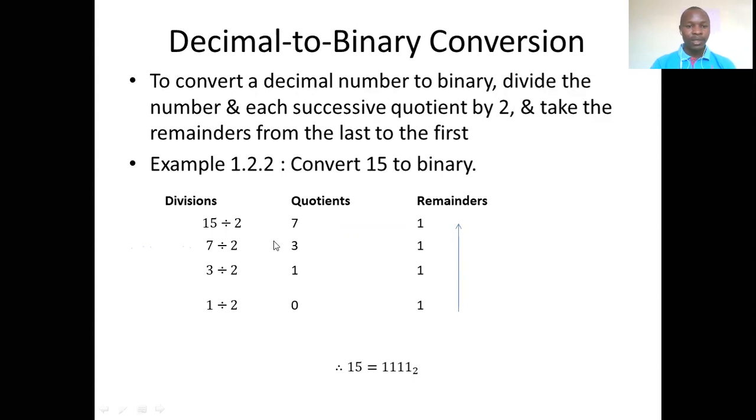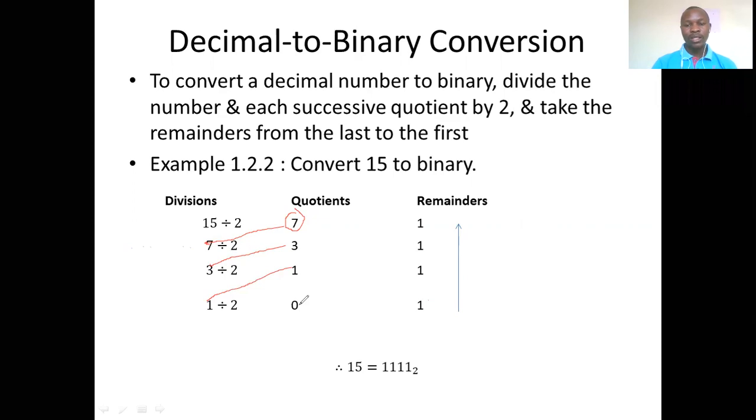Then we take 7, which is this quotient here. We are now dividing this 7 by 2. 7 divided by 2 will give you 3, remainder 1. And then next, we are now dividing this 3 by 2. 3 divided by 2 will give you 1, remainder 1. And next, we divide this 1 by 2. 1 divided by 2 will give you 0, remainder 1. The moment your quotient becomes 0, it means you are done dividing.